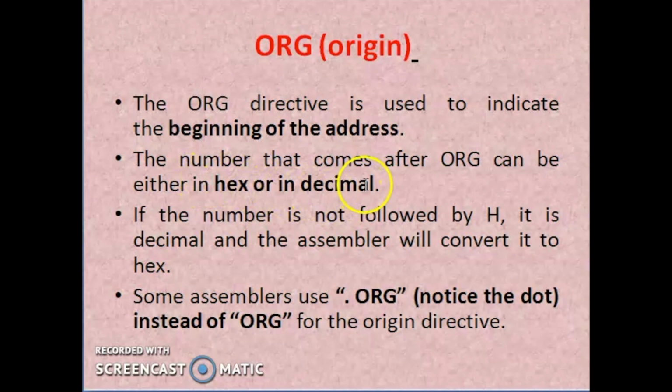The number that comes after ORG can be either in hex or in decimal. If the number is not followed by H, it is a decimal number, and the assembler will convert it to a hexadecimal value. If we want, we can write ORG 2000H. It means that 2000 is the hexadecimal value. If we simply write ORG 2000, the assembler will read the 2000 as a decimal number and convert it to a hexadecimal value. And we can also use .org instead of org.